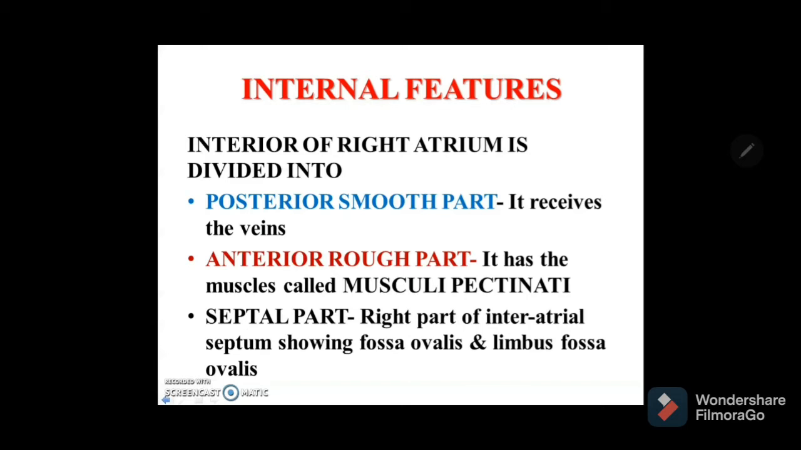The posterior smooth part receives the veins. The anterior rough part has the muscular ridges called musculi pectinati, and the septal part forms the right part of the interatrial septum, showing two features, the fossa ovalis and the limbus fossae ovalis, that you are observing. So far we have discussed the external features. Now let us see the internal features of the right atrium.